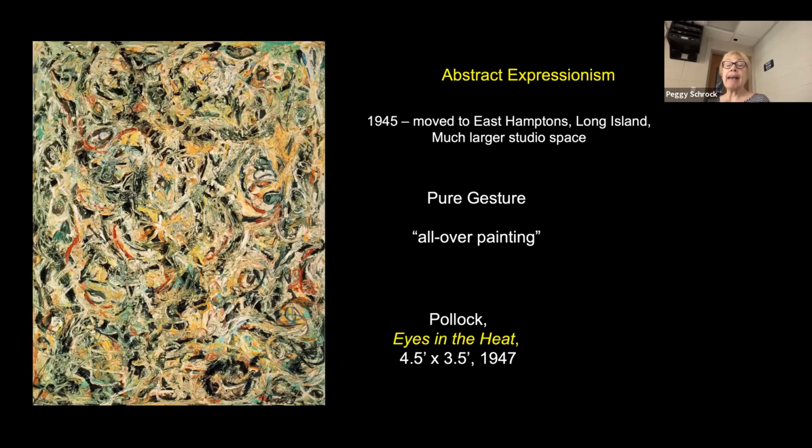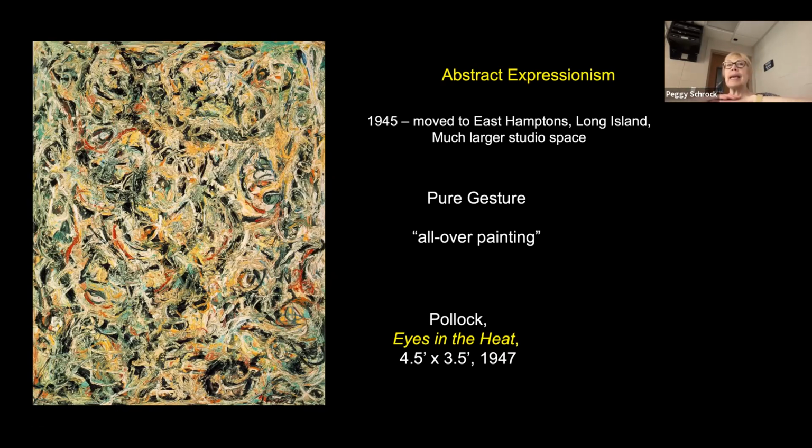But by 45, things change. In 1945, he moves to his new space, moves out of Manhattan. They get the farm out in East Hampton. He gets his big studio space and starts working entirely differently. This is when everything changes. And he begins with the so-called all-over painting.